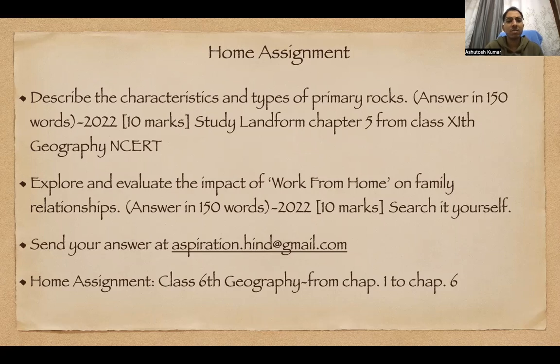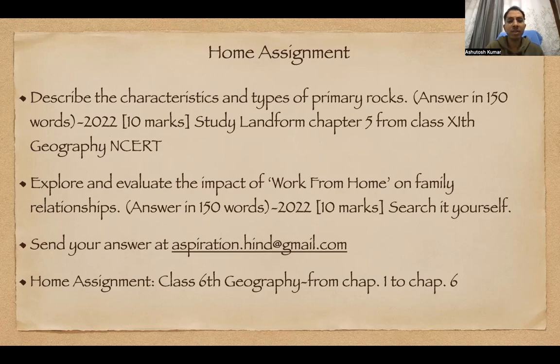Then the second question is: explore and evaluate the impact of work from home on family relationships. So this one is from newspapers. Okay. So if you are reading the newspaper regularly, particularly the opinion or editorial page, you can answer it easily. Okay. You should have at least 6-8 points to write. Okay.